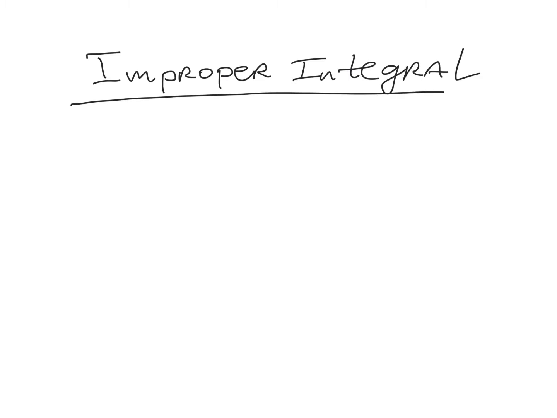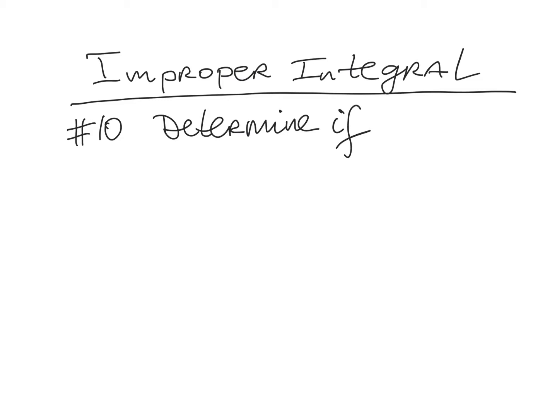In this video, we're going to look at another example and determine when or if an improper integral converges or diverges. So the example we're going to look at is: we want to determine if the integral from negative infinity to 0 of x e to the x converges or diverges.